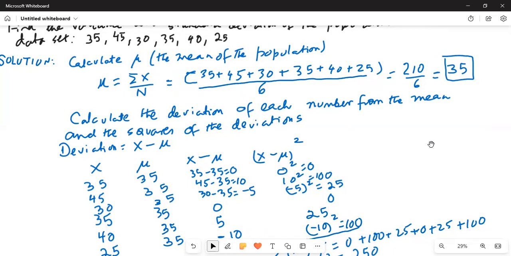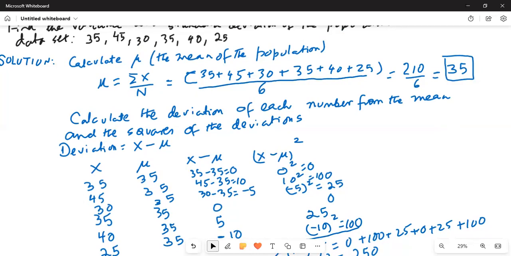Now we press the stat button and number 1. We will enter the population data in L1, which is 35, 45, 30, 35, 40, and 25. Okay, I've entered the data in L1. Now I'll press the stat button, then move the cursor on the top row to calc, and then press 1, which is 1-Var Stats. The list is L1 on the first line, and we do not do anything in the second line. Move to calculate and hit enter.